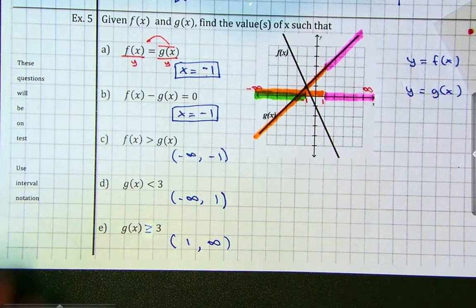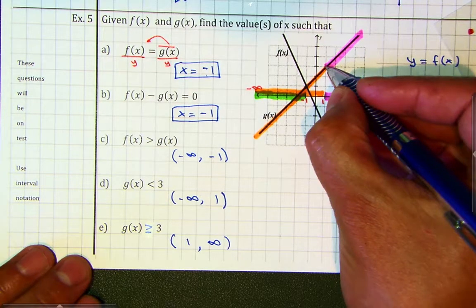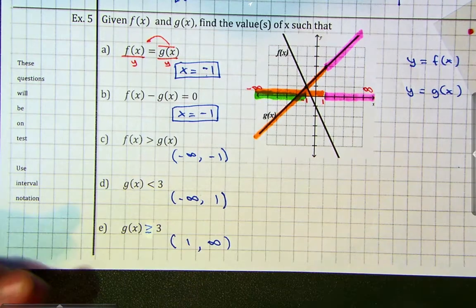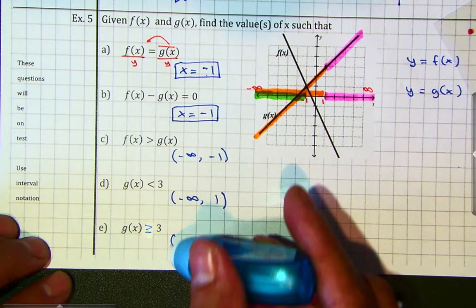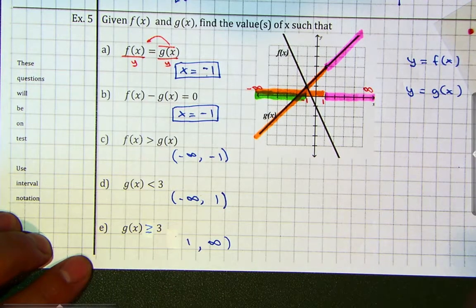And I made a mistake. What is the mistake that I made? Correct, because of the equal sign, that means that it can also be equal to 3. That means that we're also going to include the number 1. So therefore, this one gets a bracket.